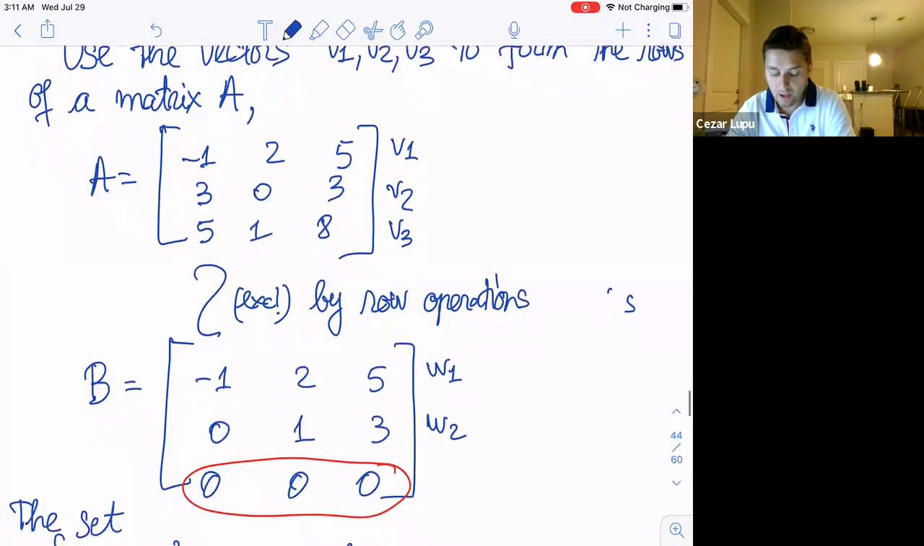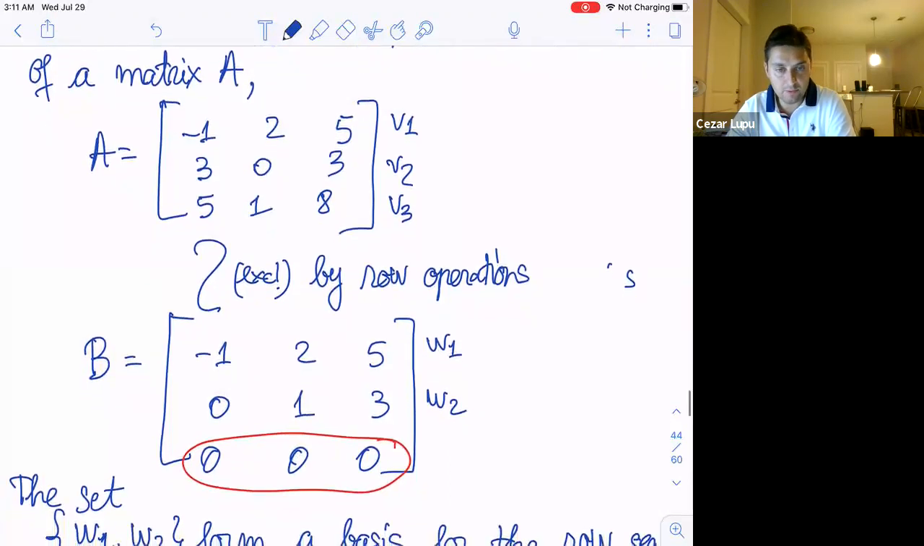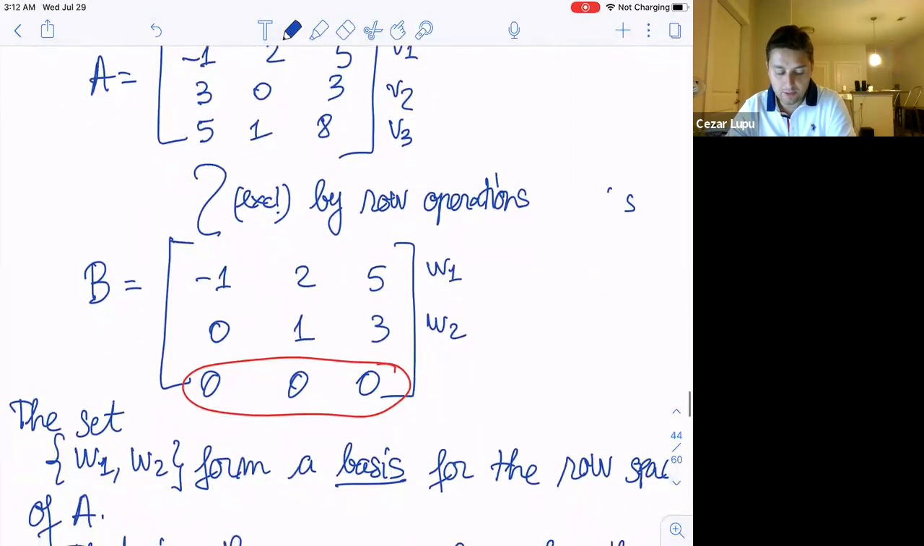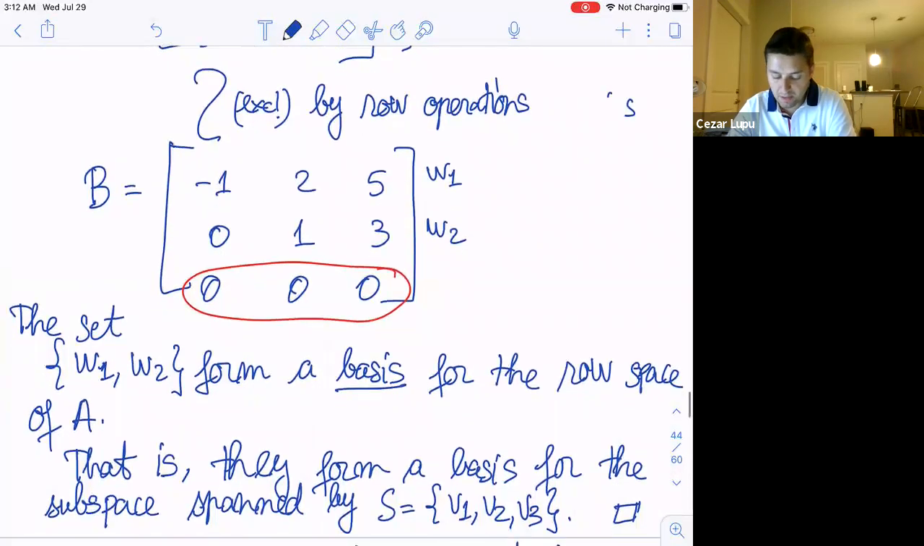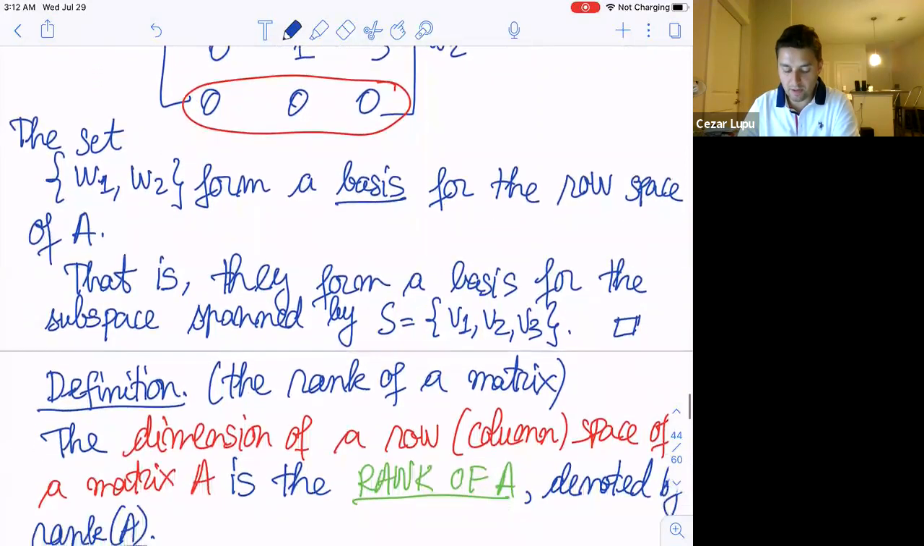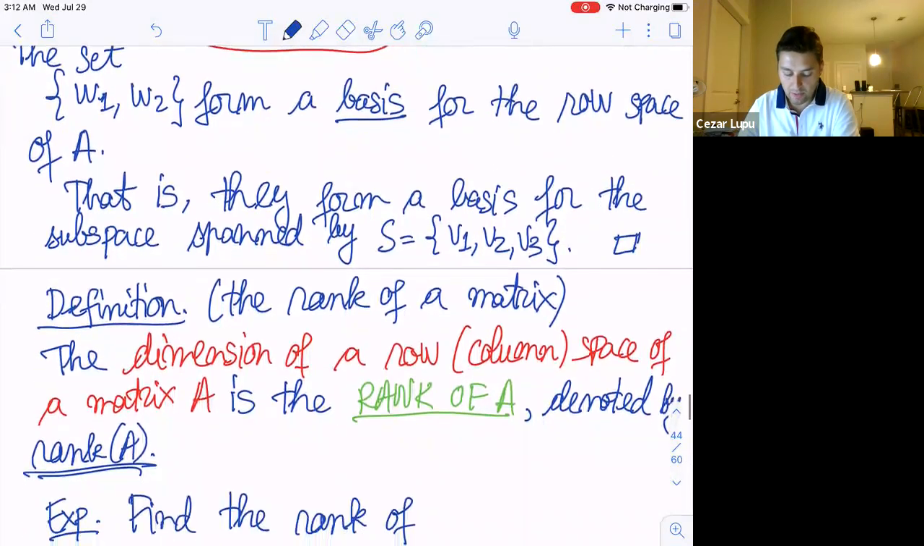The last row consists only of zeros, so I will keep the first two rows, W1 and W2. So this set, which consists of the first two rows, will form a basis for the row space of A. That is, they form a basis for the subspace spanned by S, which consists of these three vectors, and that's it. And now we're in a position to give the definition of the rank of a matrix.